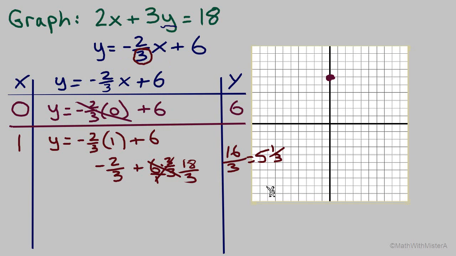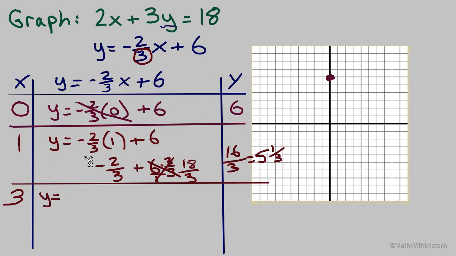Now we'll still be able to see that the ordered pair 1, 5 1/3 is a solution, and it will still be on the line. But because we're trying to make this graph by hand, it's easier if we stick to integer values. So the next x value we'll choose will be something that is divisible by 3. How about 3? Let's keep it simple.